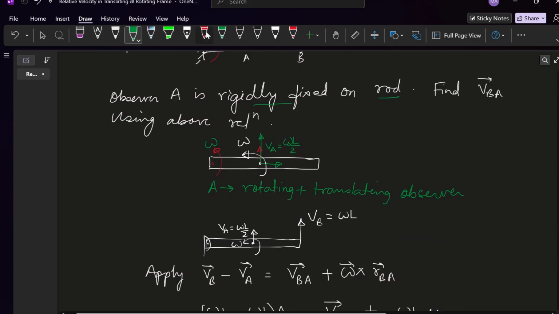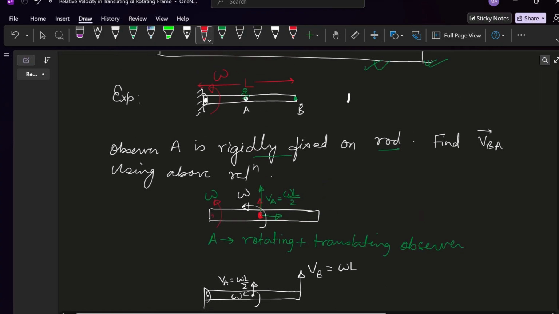Now observe: is this frame A, which is rigidly on the rod, a rotating frame, a translating frame, or rotating plus translating? It is rotating plus translating, right? Because A is translating with a velocity of omega L by 2, omega into the perpendicular distance L by 2, in this direction. This is its translating velocity.